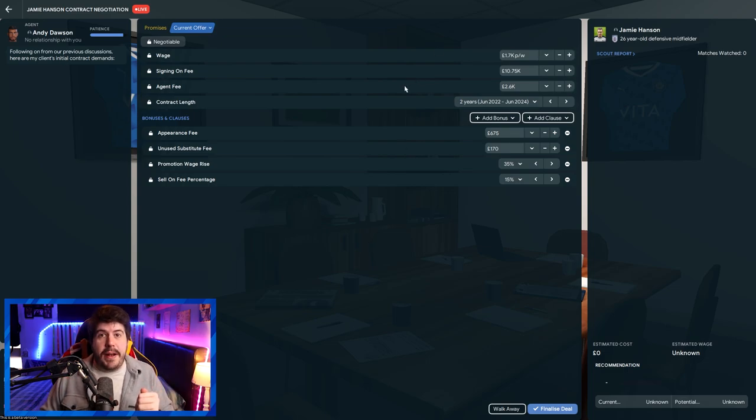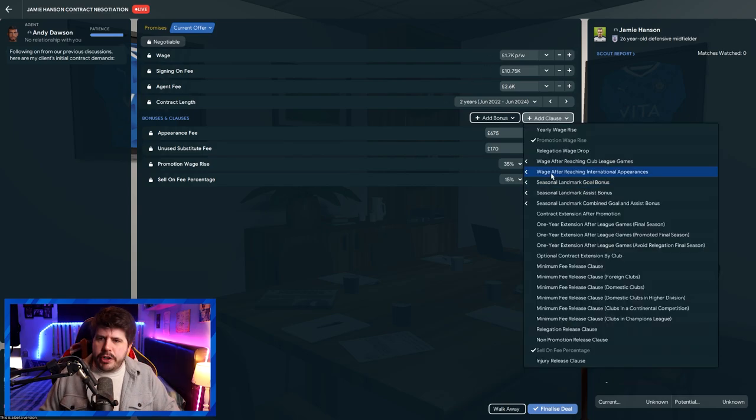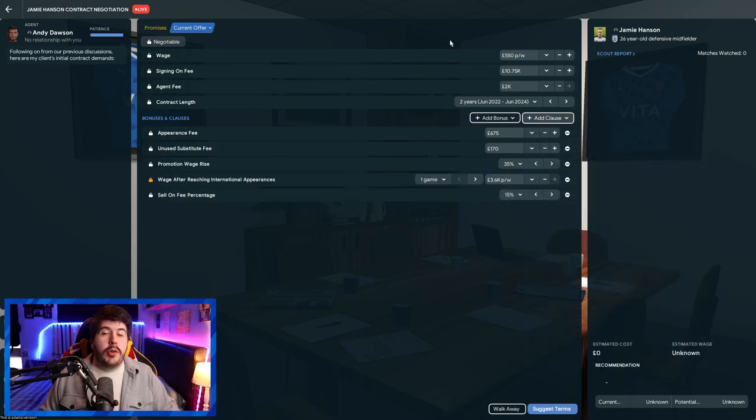So he wants £1,700 a week as the base wage from his agent. I can bring this down by well over half actually in this scenario, but usually it's around about half. So I'm going to dump in the international wage clause. I'm going to roll this all the way down to £550.